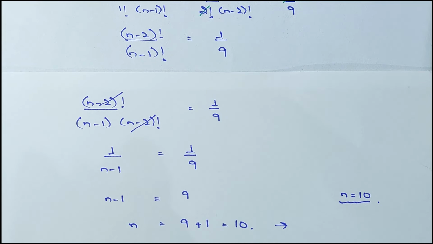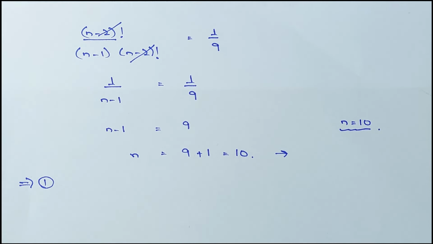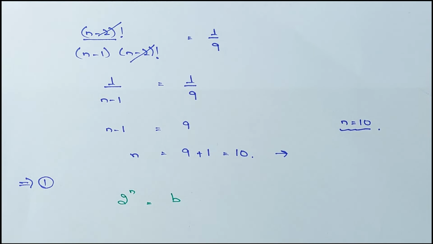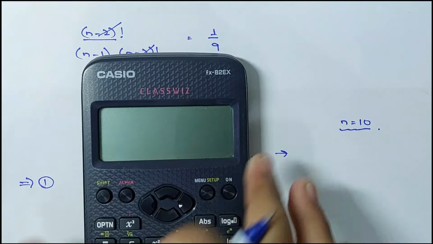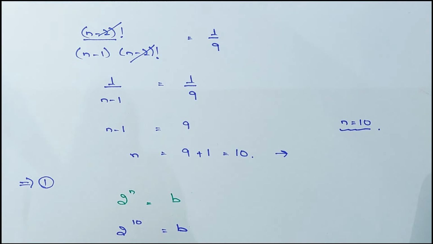Now let me solve the value of a and the value of b. Alright, so from equation 1 we have 2 to the power n equals b. So 2 to the power 10 is my b. Let me simplify what is 2 to the power 10. So 2 exponent 10 is 1024. So we can say b over here is 1024. We got the value of b as well.